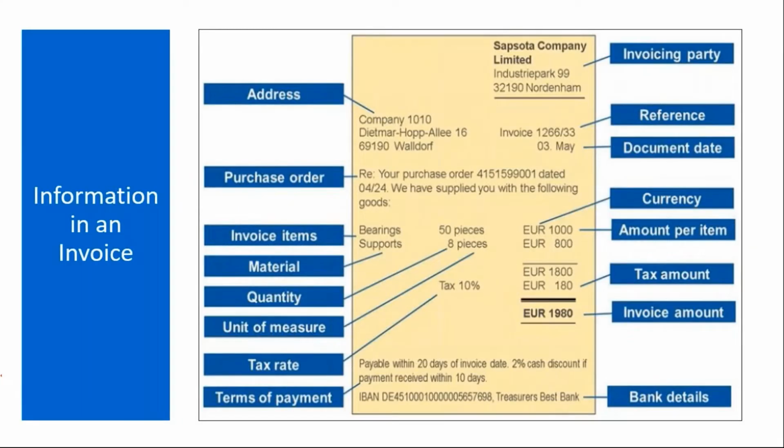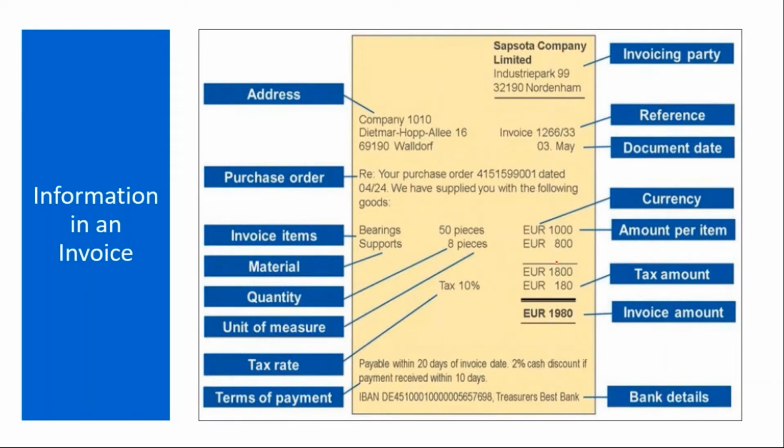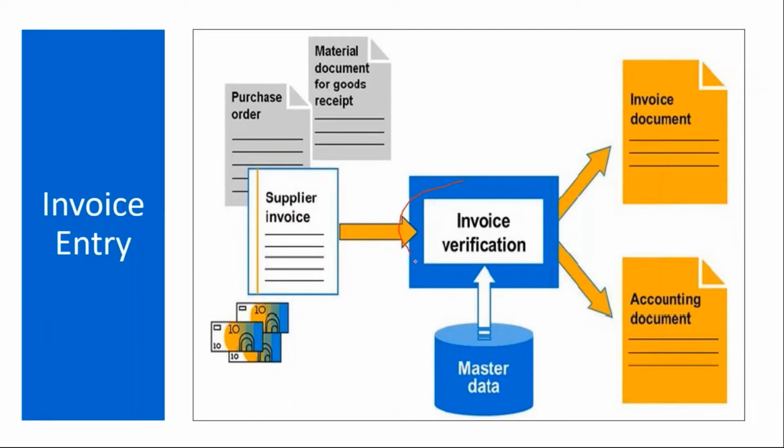So we'll talk about the information in an invoice. A typical invoice will look like this. It is supplied by the supplier, the vendor. Here you will have the vendor address, invoicing party, the company address, our address, invoice number, document date, the purchase order details and the materials he supplied, their quantities, UOM, the currency and the amount, and if there is any tax percentage and tax amount, the total amount, terms of payment, bank details, all those things. The vendor will provide this invoice. Now the accounts receivable team will check and verify it, and if everything is okay, they will post it in the system. That is invoice verification.